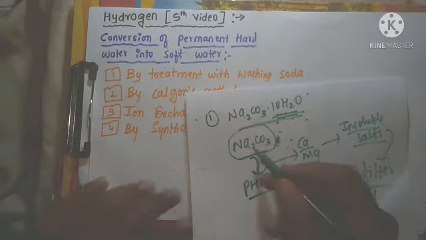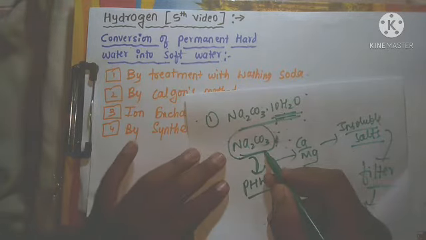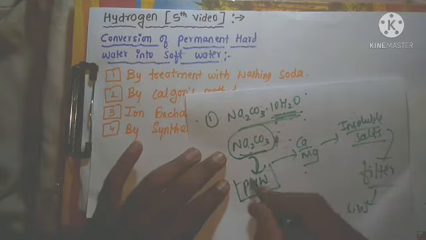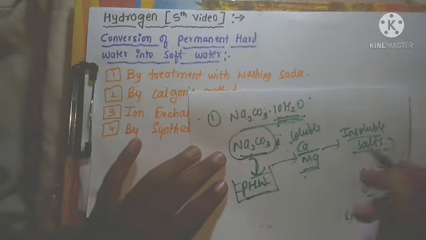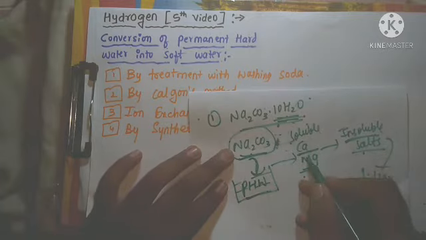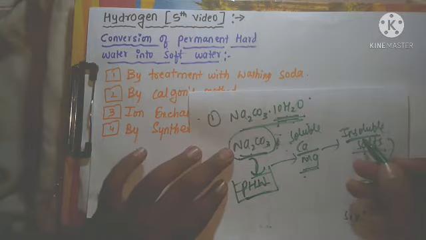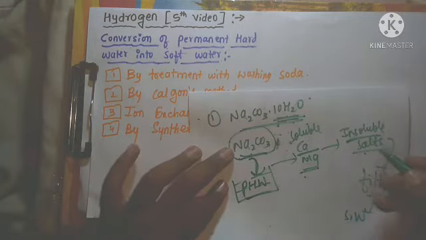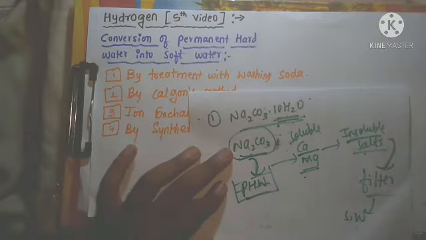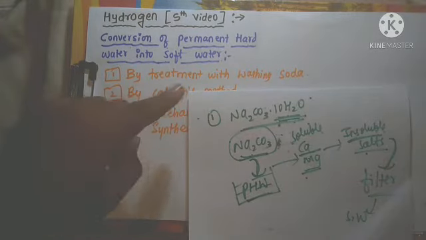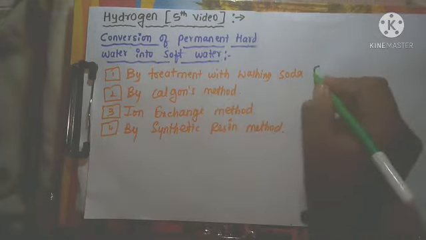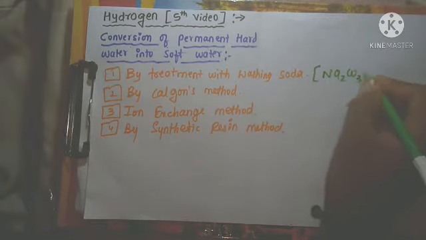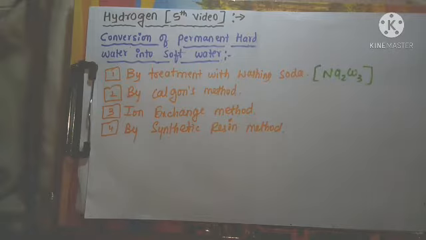Once again, I will repeat. When washing soda, that is Na2CO3, is added into the permanent hard water, the soluble salts of calcium and magnesium are converted into the insoluble salts. Why are they converting into insoluble salts? When they react with the Na2CO3, the soluble salts of calcium and magnesium convert into the insoluble salts. After getting insoluble salts of calcium and magnesium, just filter it, you will get the soft water. This is happening in treatment with washing soda. What are we using? Na2CO3. Just remember, that is called washing soda. 10H2O is there, don't forget.